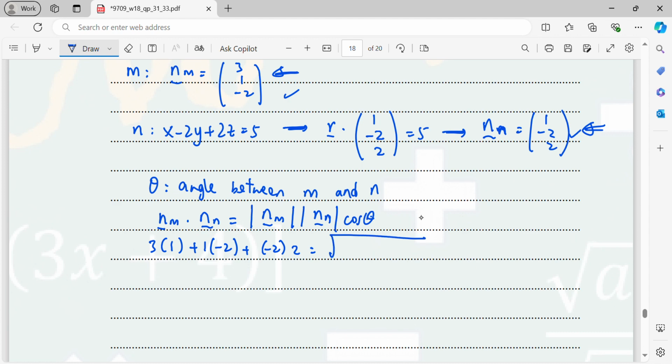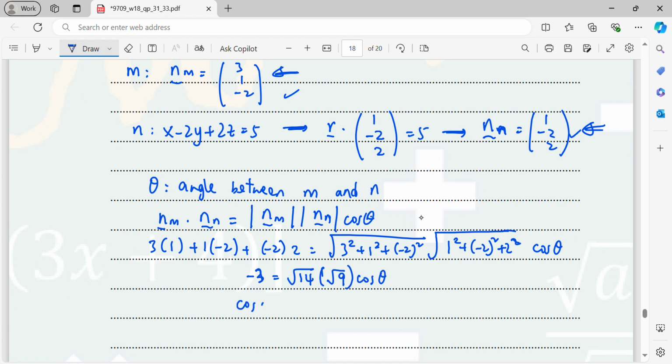the square root of the modulus, which is basically the sum of the squares of the components, right? Then here cos theta. For the left hand side, you will get minus 3. The first square root is square root 14. The second square root is square root 9. So cos theta is minus 3 over square root 14 times square root 9.